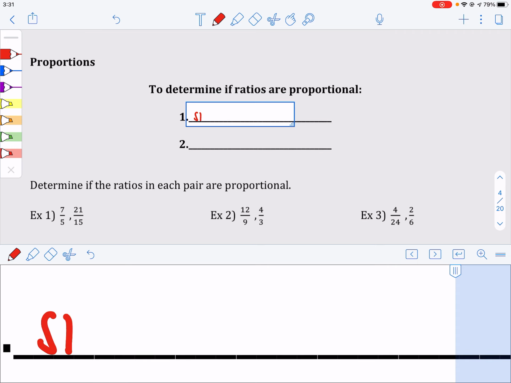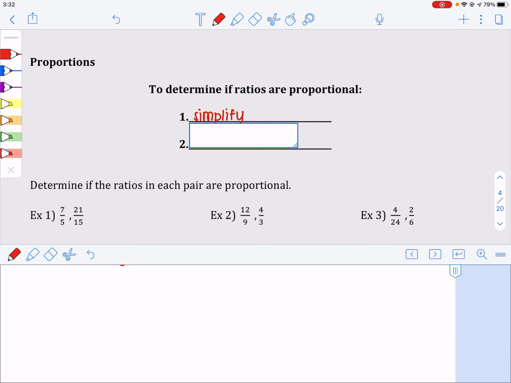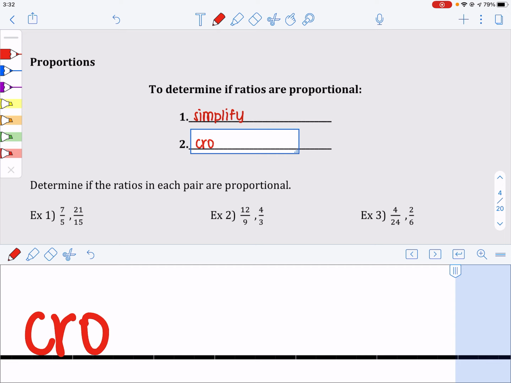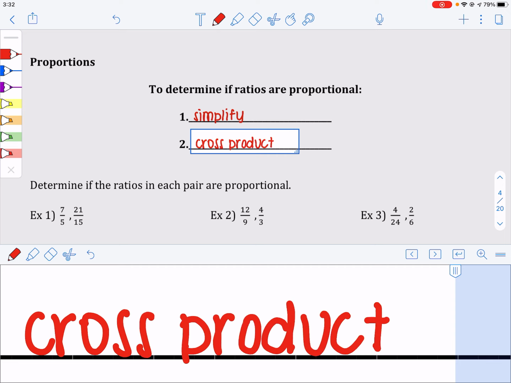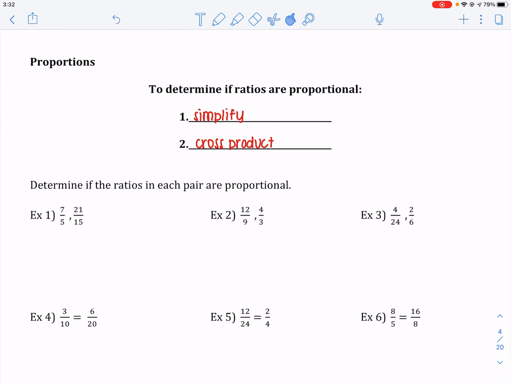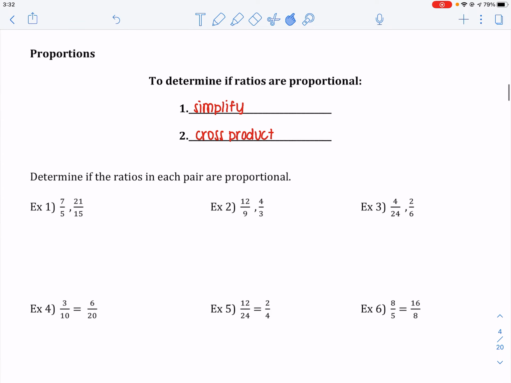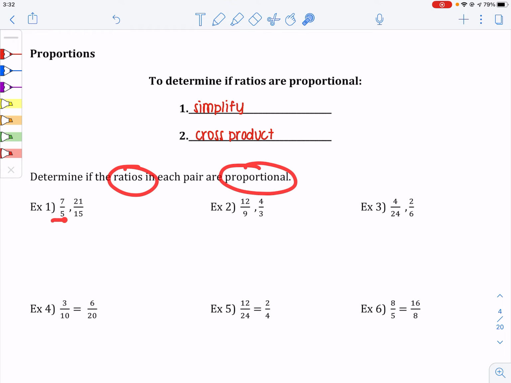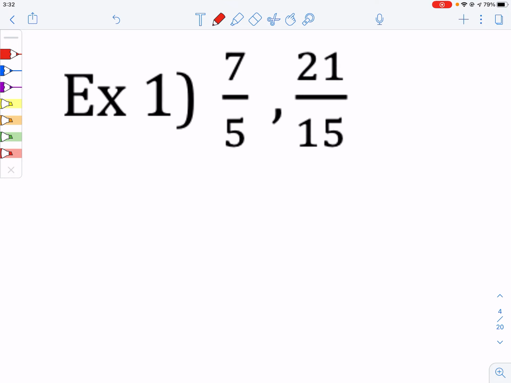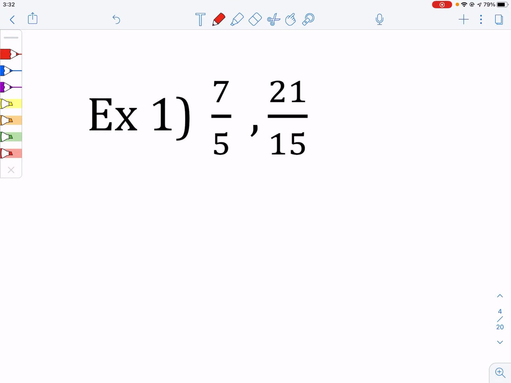The first way you can determine if they're proportional is to simplify the fractions. And the second way, which we will spend more time doing, is to find the cross product. Okay, so starting with simplifying, we know how to simplify fractions, and also it's nice because our Desmos calculator will do it for us. Remember here, when we're saying are the ratios proportional, we're saying are these fractions equal? That's what I'm asking. So if we use the simplify method to figure it out, let's look at this first example, and I need to simplify each of these.